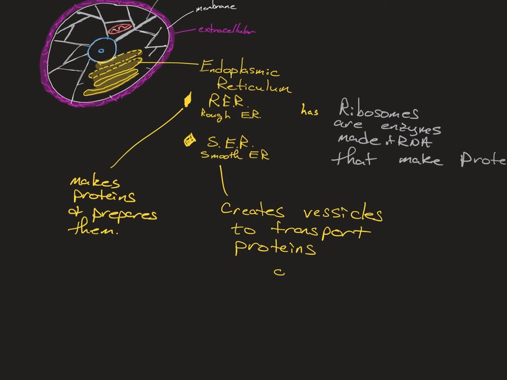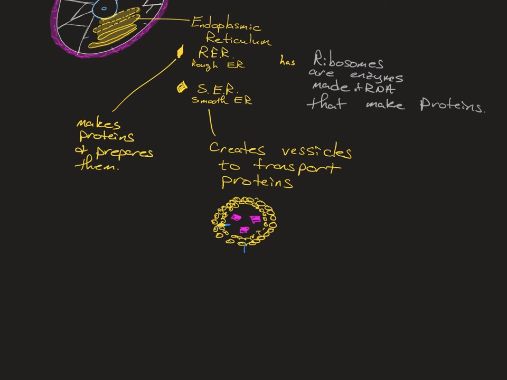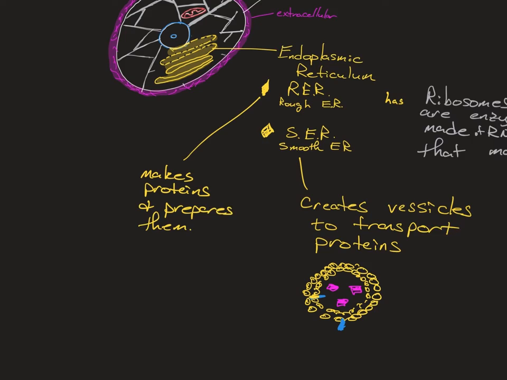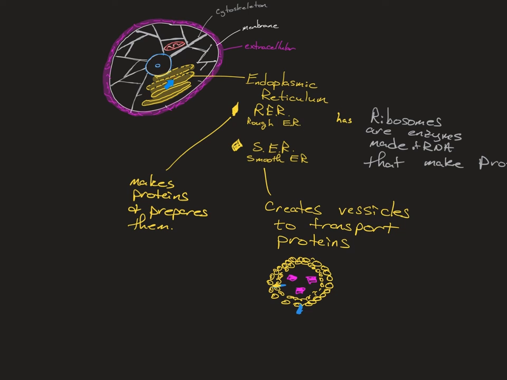In order to get a protein from one place to another in the cell, you create these lipid bilayer spheres. They're made of lipids, I hope it's obvious. They're spheres. I can only draw circles. And in them, you will have proteins. Some of the proteins might be embedded in the membrane, they might be integral membrane proteins. Some of the proteins might be on the inside. So these vesicles are moved all around the cell to transport the proteins where they need to go. That's how you get proteins from here to the membrane.